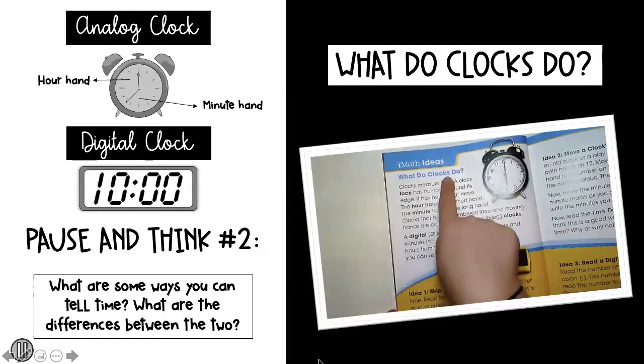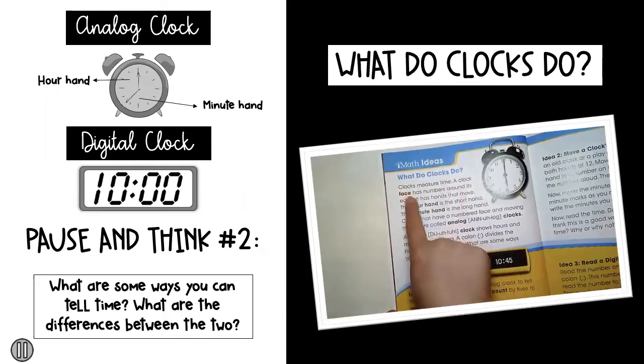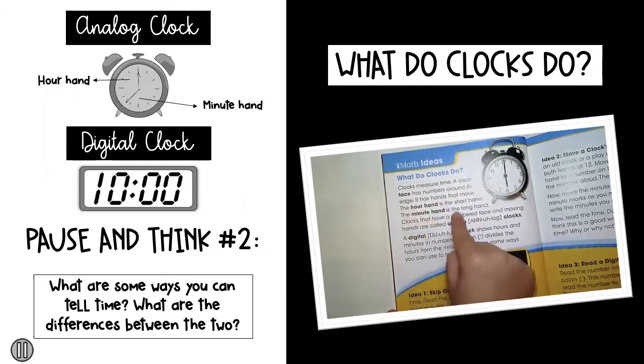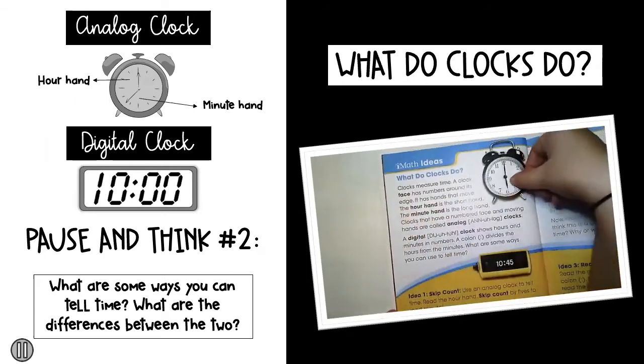What do clocks do? Clocks measure time. A clock face has numbers around its edge. It has hands that move. The hour hand is a short hand. The minute hand is a long hand. So here's the hour hand and the minute hand.